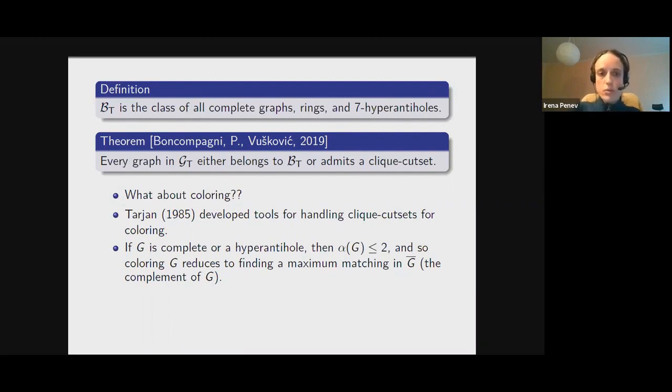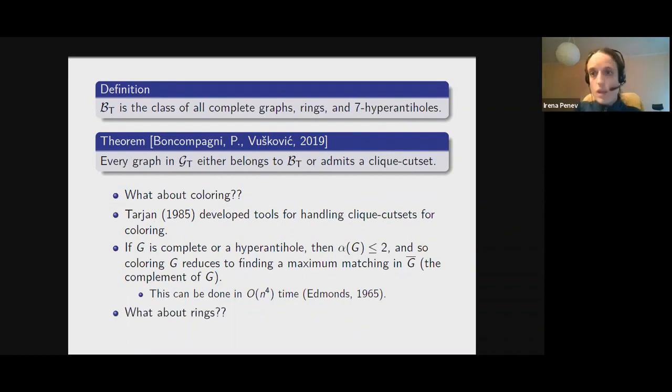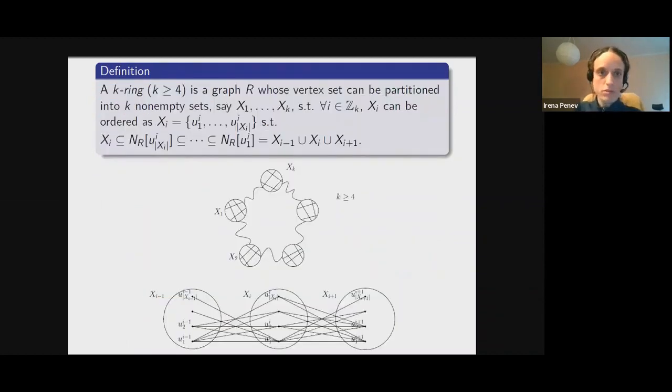So can we find the maximum matching in a graph? Yes. That's also been known for quite some time. So clique cuts, not a problem. Complete graphs, not a problem. 7 hyper antiholes, not a problem. Rings, a problem. And that's actually what we wrote a whole new paper about. So with rings, that's going to be part 2 of the talk.